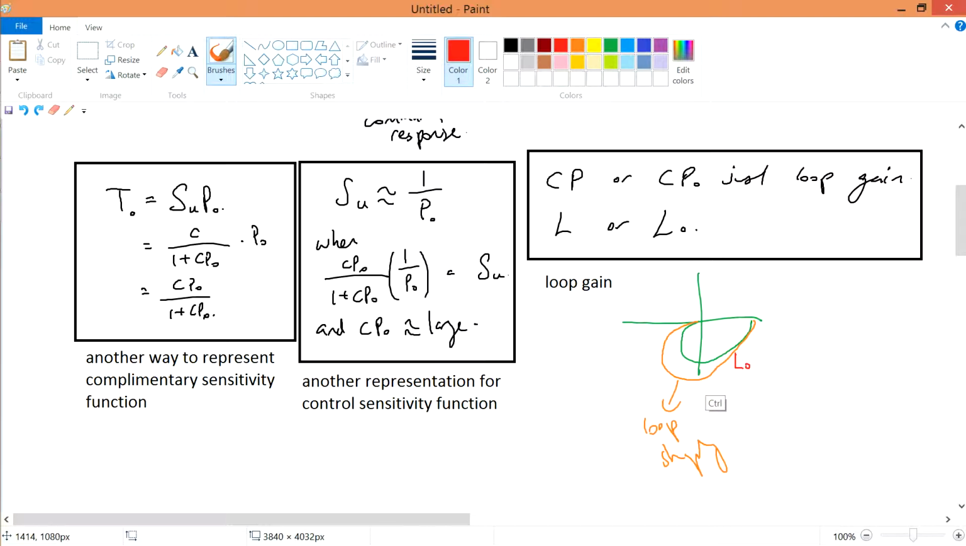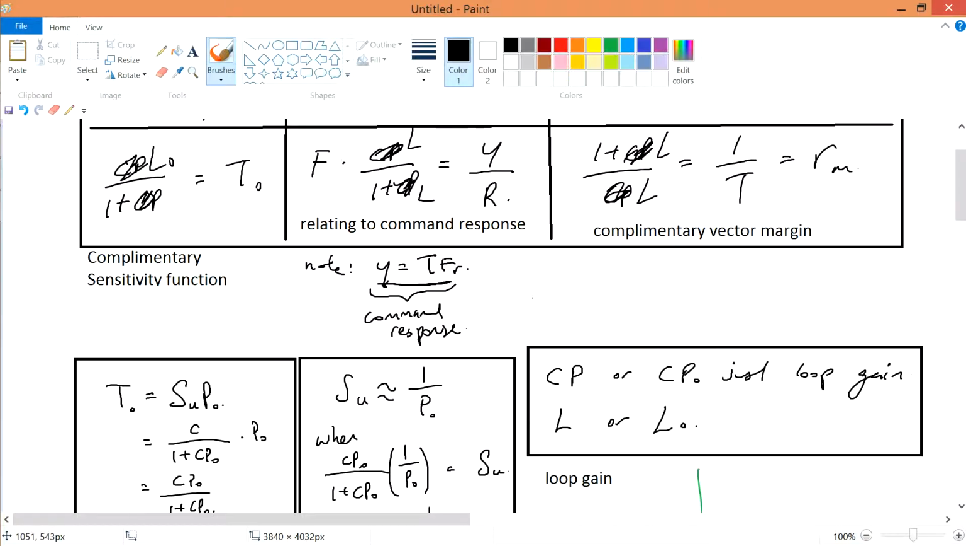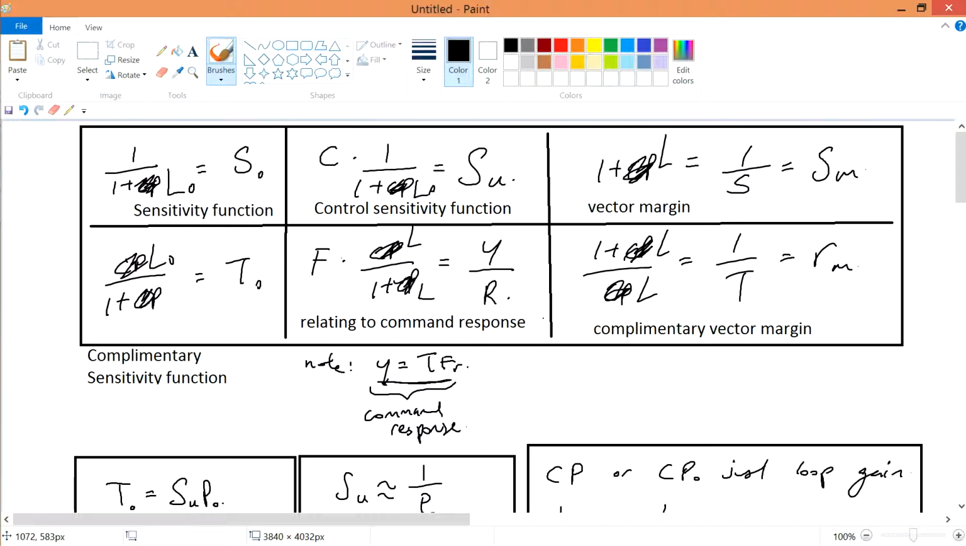So this is the meaning of the bounded, and therefore CP0, as you know, if CP equals L, then the rest of this can all be written as 1 plus L, and if it's L naught, then you just write naught, and these other things. I think you should most likely know. And therefore this is it for the description of all the terms within the feedback control stuff. See you soon.